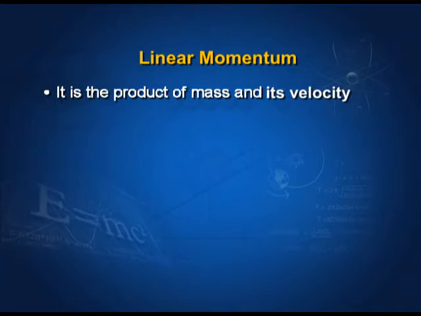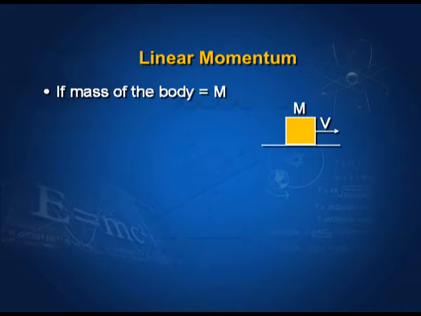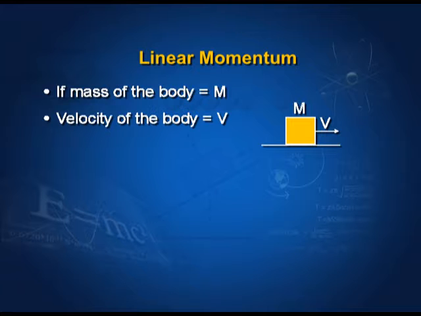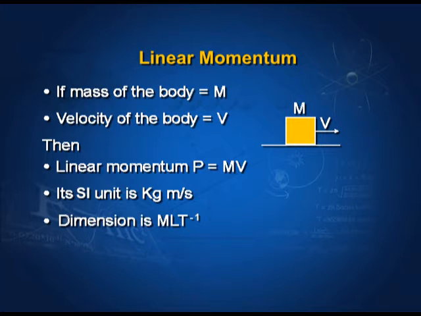Now, we will study linear momentum. It is the product of mass and velocity. Velocity is a vector quantity, so linear momentum is also a vector quantity. If we have an object of mass m moving with velocity v, then the linear momentum is represented by the symbol p. So, p equals m into v. Its SI unit is kilogram meter per second and the dimension is MLT^-1.